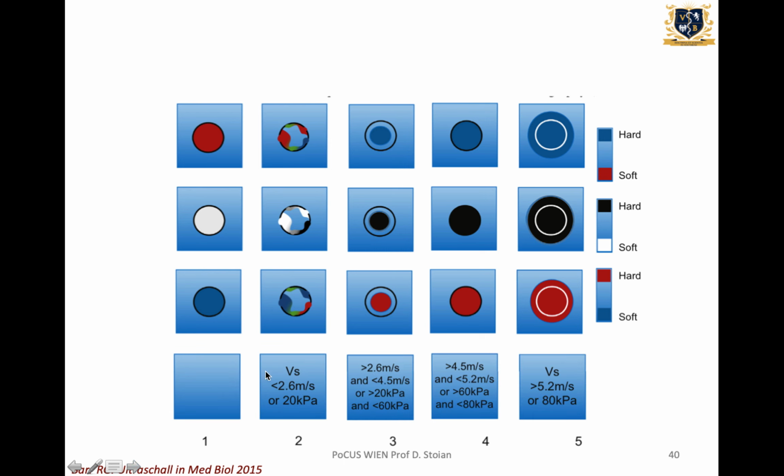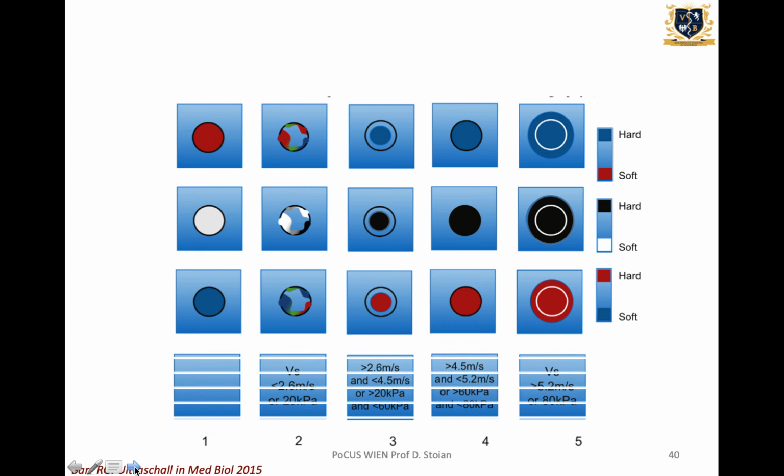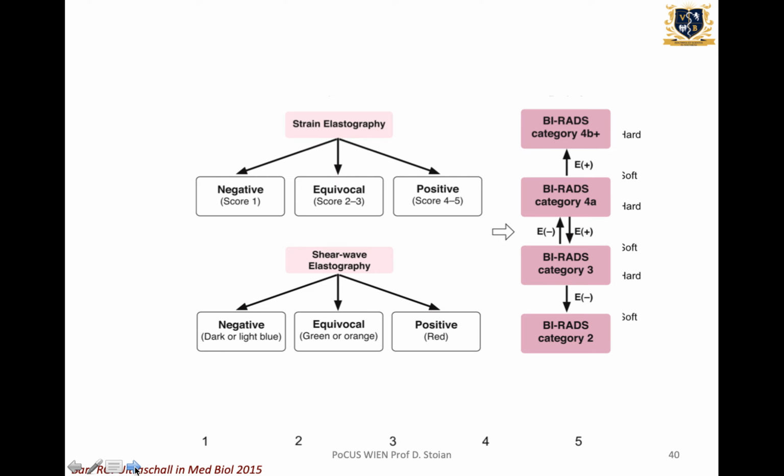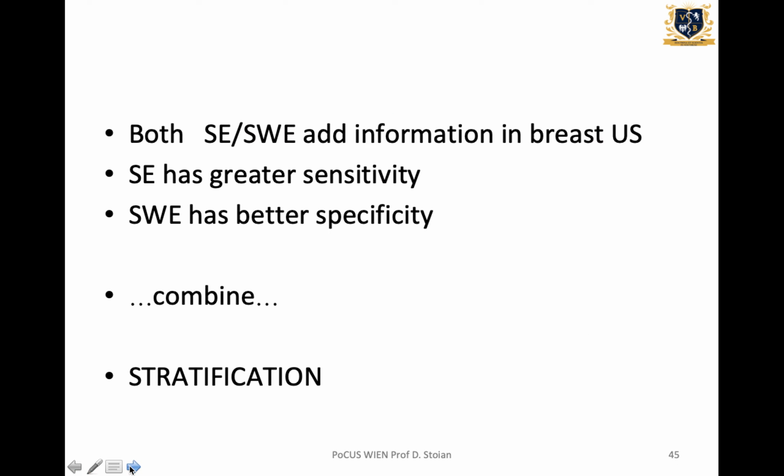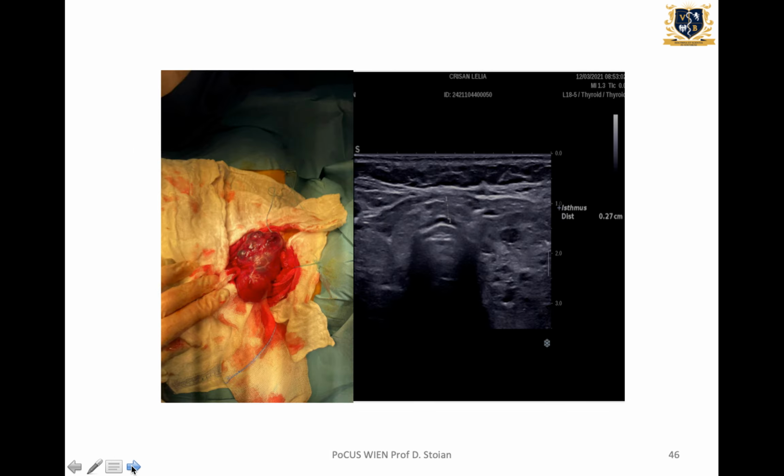And this is valid also for shear wave, regardless of which type of color code map your manufacturer uses: below 20 kilopascal, below 60, below 80, and over 80 are different risk categories. So again, downgrade 3 to 2, 4A to 3, never downgrade 4B, always upgrade solid when stiff, regardless of which type of elasto you are using. So stratification, not yes or no.